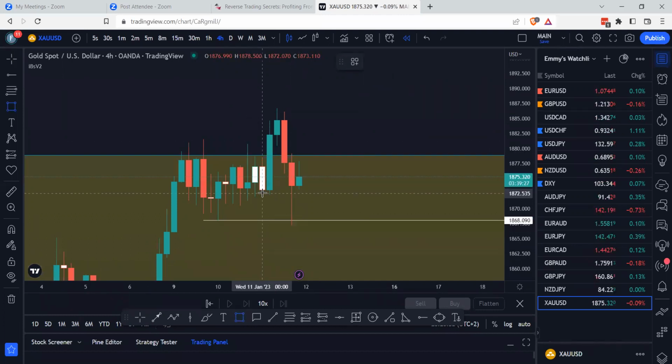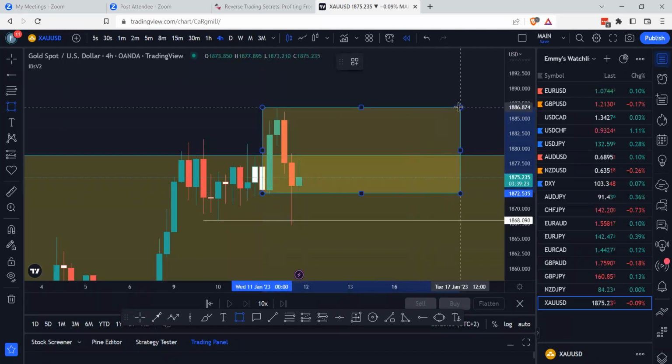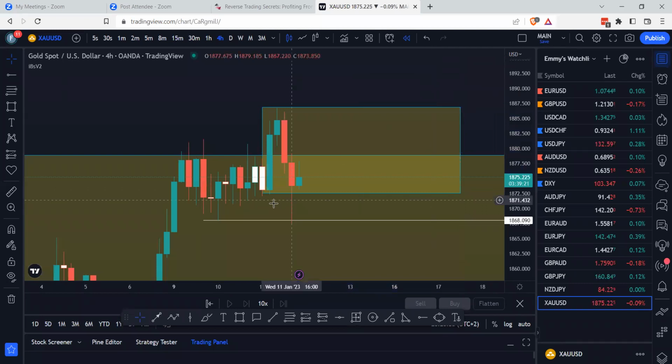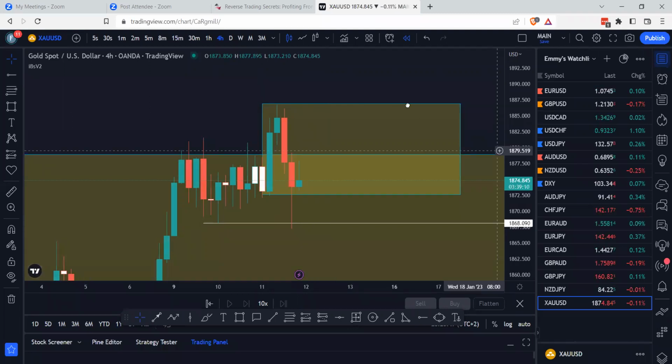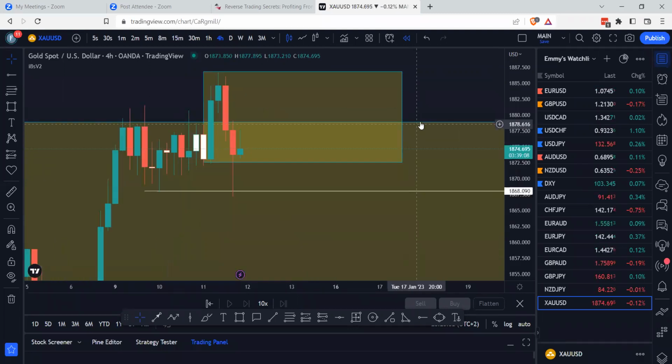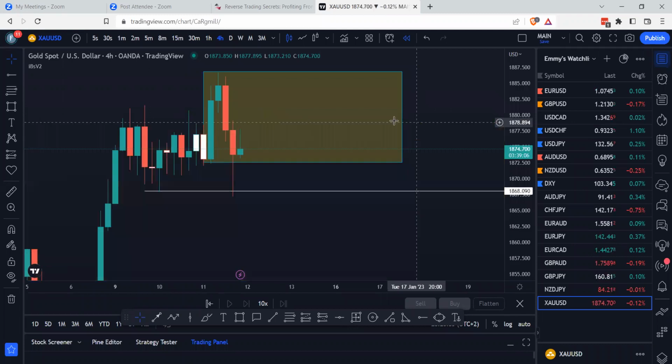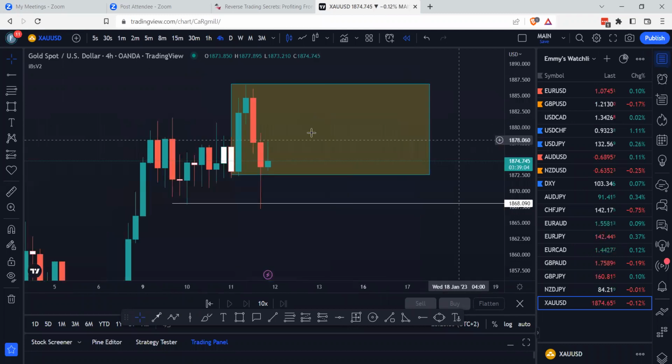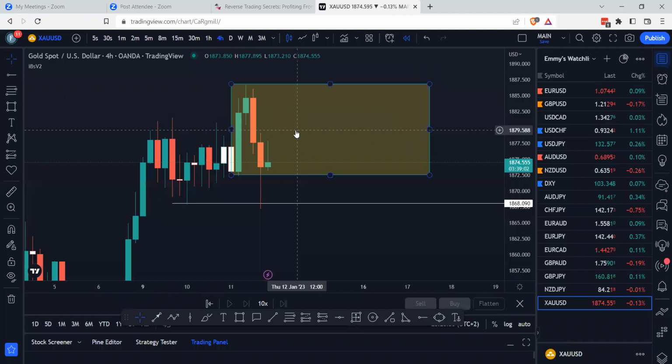So now this is a supply zone that we are looking to sell. Price has slightly violated this higher low. We have a current retracement now into this supply. So over here, you want to be looking for possible sell setups on this gold supply.